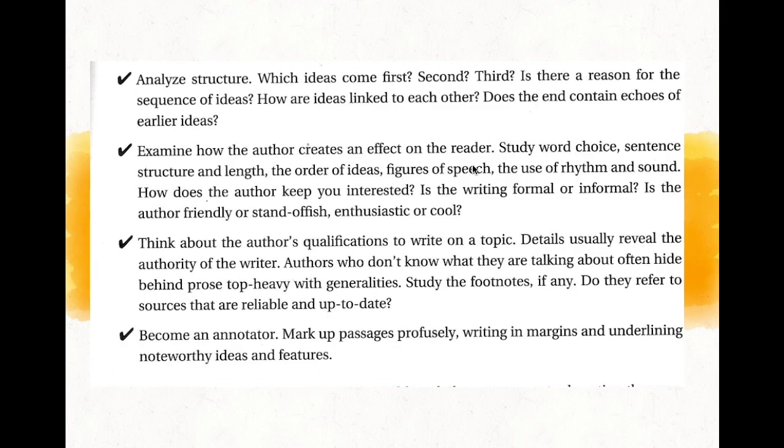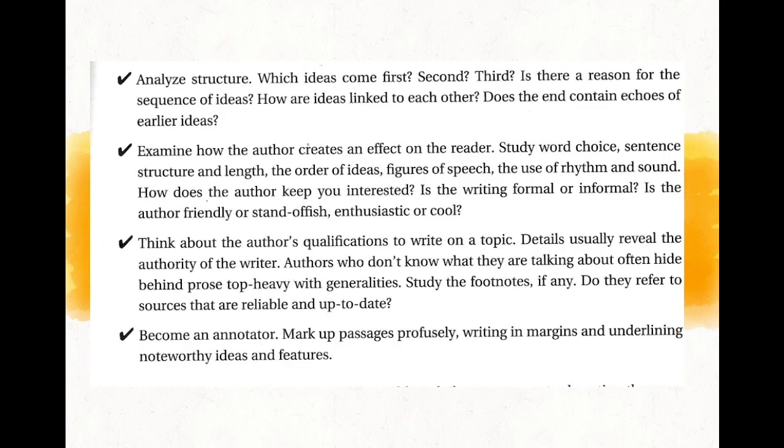What comes first, second, third? Why is it ordered that way? I know that we've spoken a lot about line of reasoning. What is their line of reasoning, let alone your line of reasoning? Examine how the author creates an effect on the reader. You're going to look for word choice. Are they writing formally, informally? Do they have rhythm? Are there figures of speech that they're using?